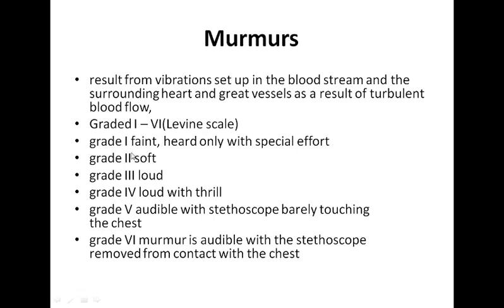According to that grading system, grade 1 is very faint, heard only with special effort. Grade 2 is a soft murmur. Grade 3 is a loud murmur. Grade 4 is a loud murmur with thrill. Grade 5 is a murmur audible with the stethoscope barely touching the chest. Grade 6 is a murmur audible even without a stethoscope. That is a grade 6 murmur.